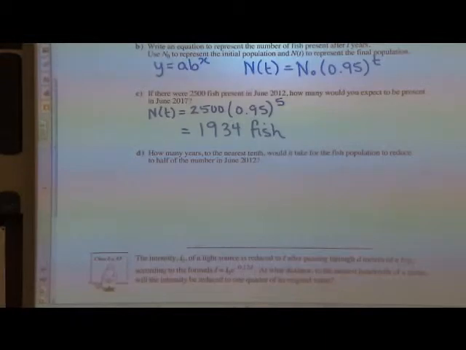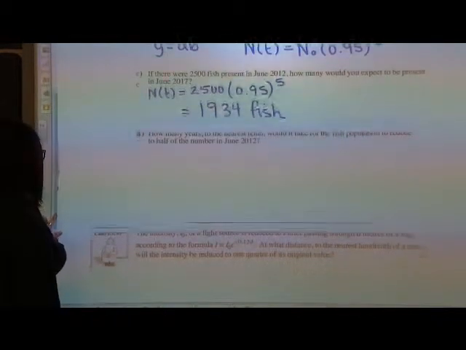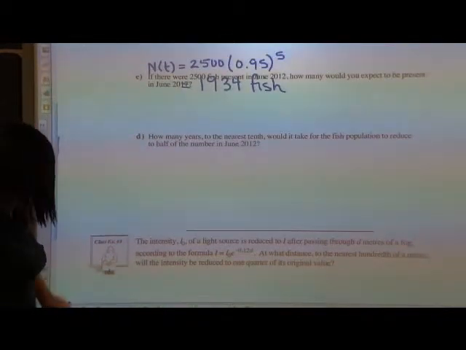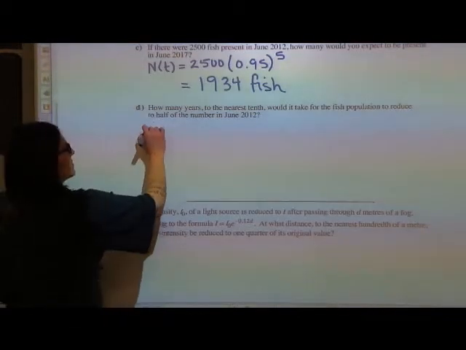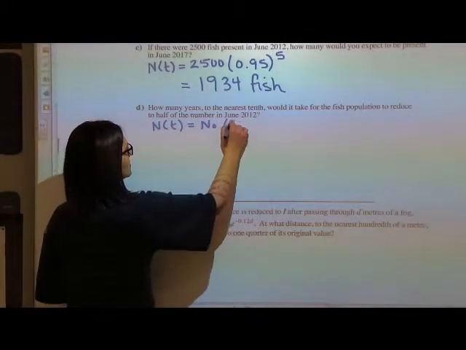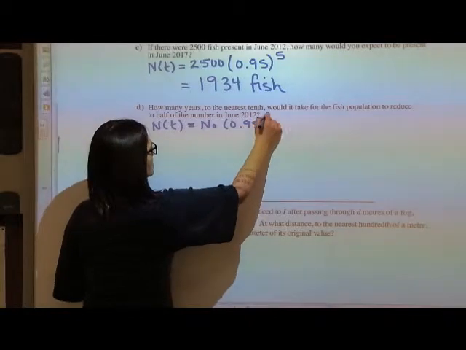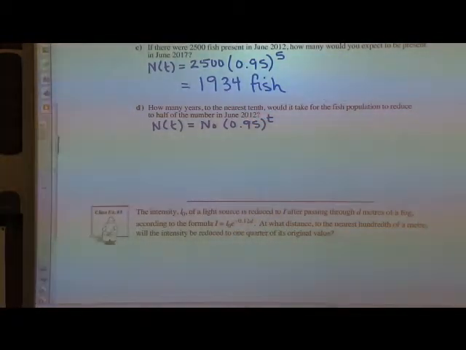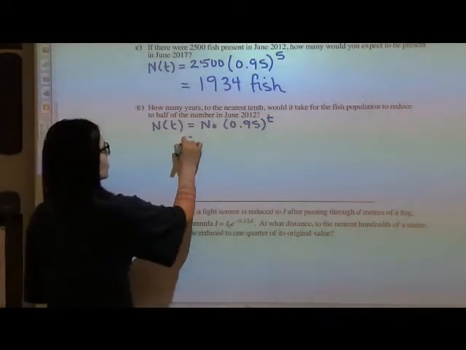Okay, question D says, how many years would it take for the fish population to reduce to half the number it had in June 2012? So if this is my formula, the initial population is still the 2,500.